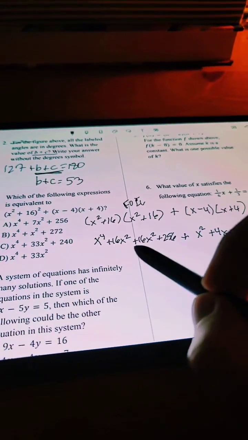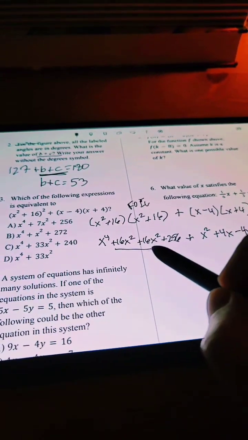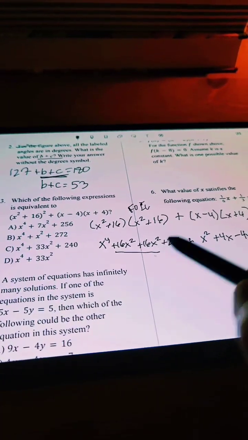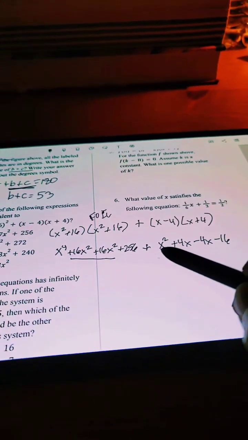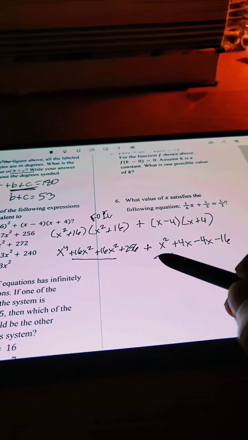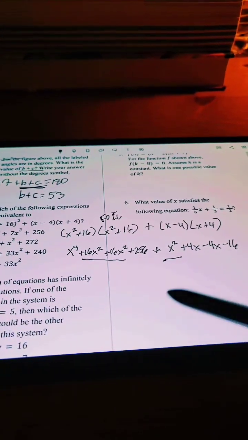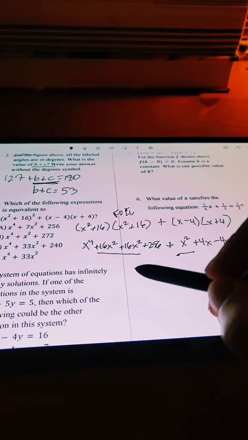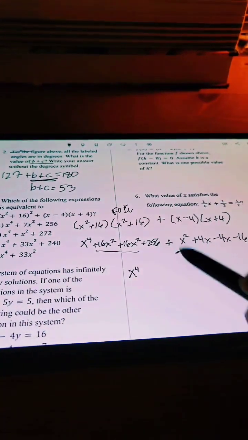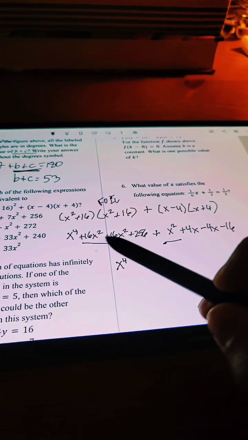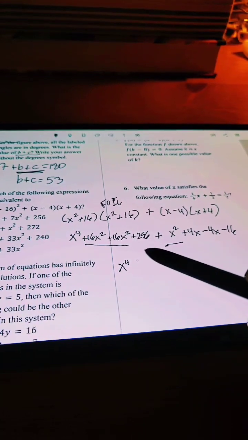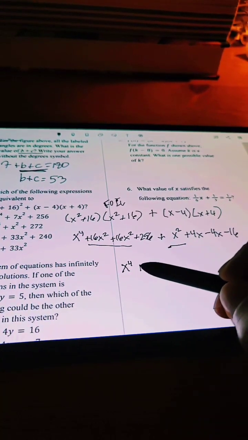Over here, I see I have 16x squared plus 16x squared. And over here, I also have an x squared term. So these are all like terms that I can combine. I'm going to copy over x to the 4th. Then 16x squared plus 16x squared is 32x squared, plus another x squared is going to be 33x squared.